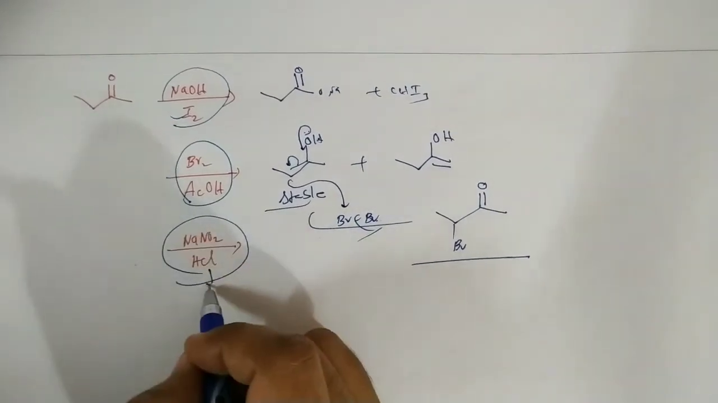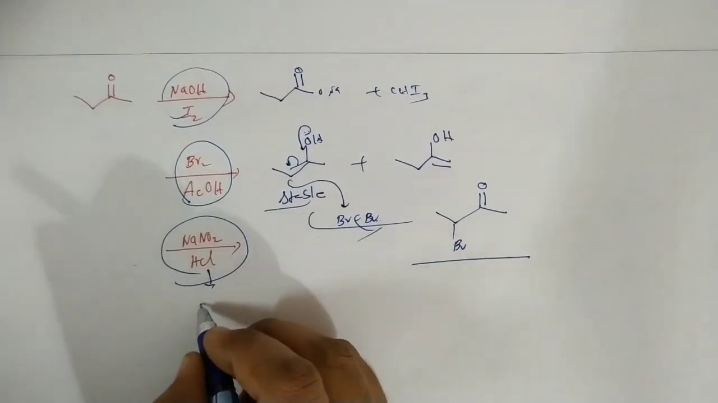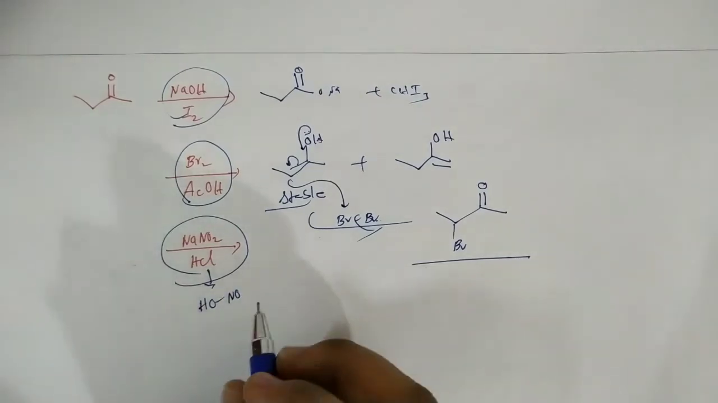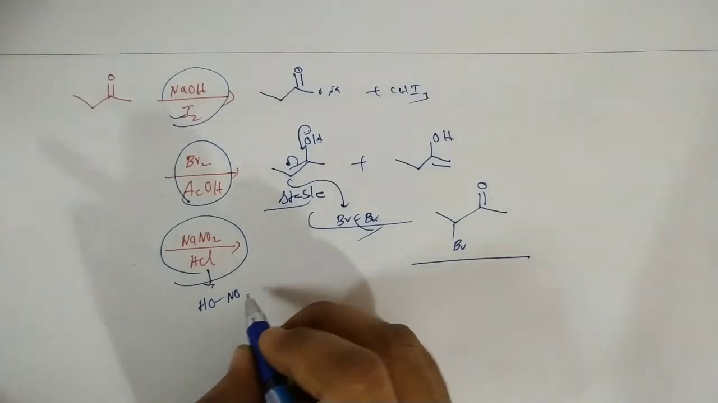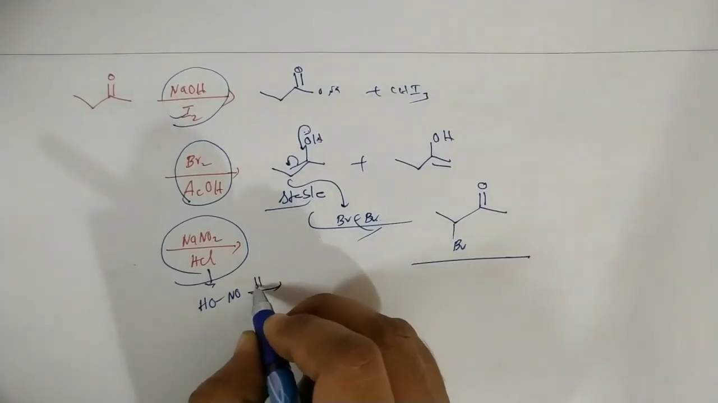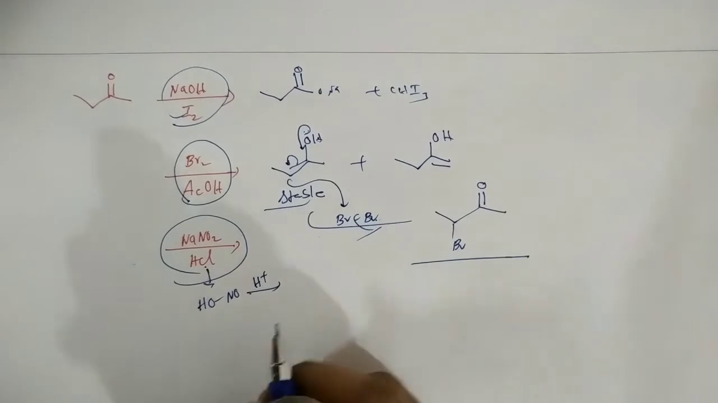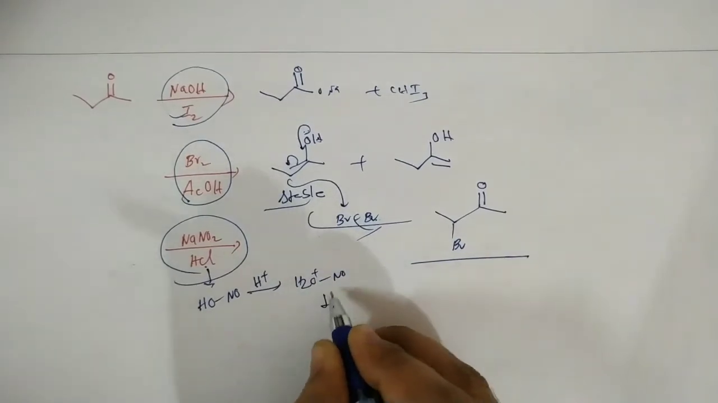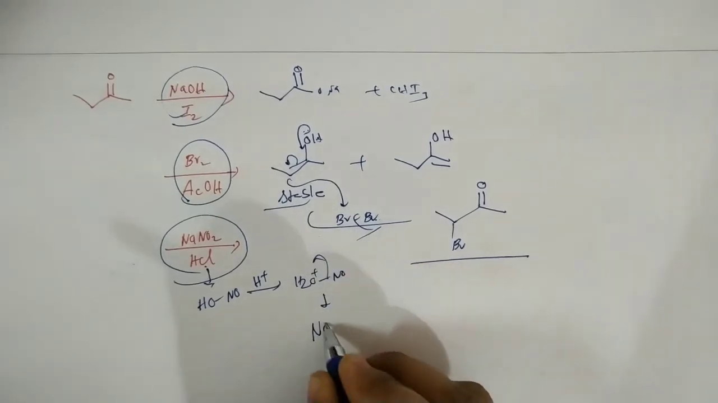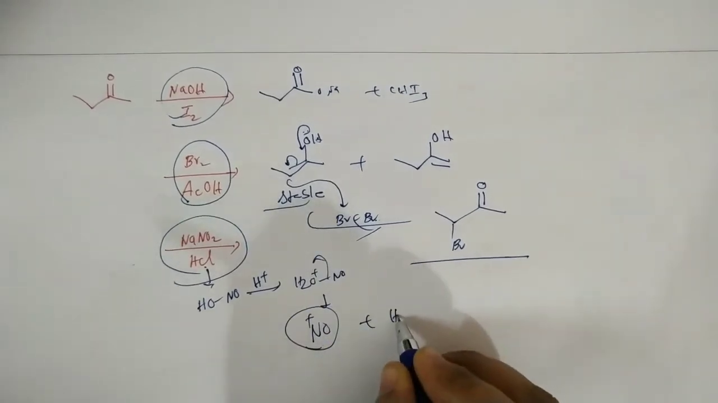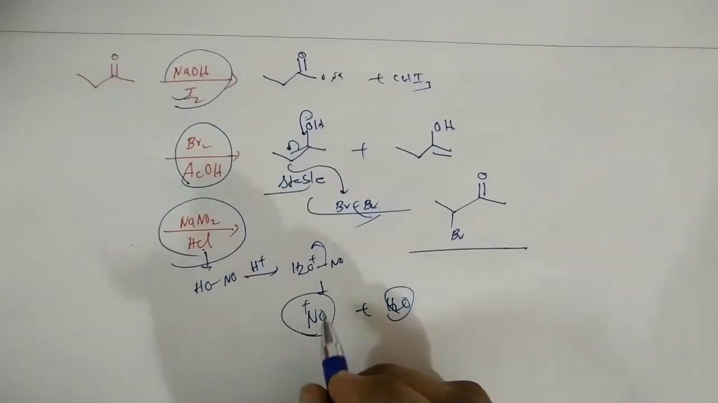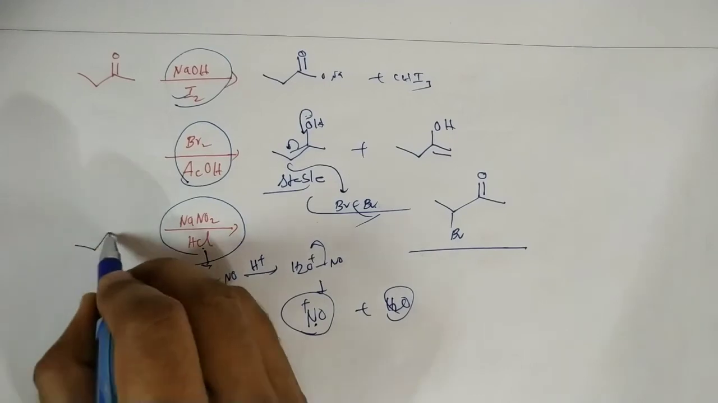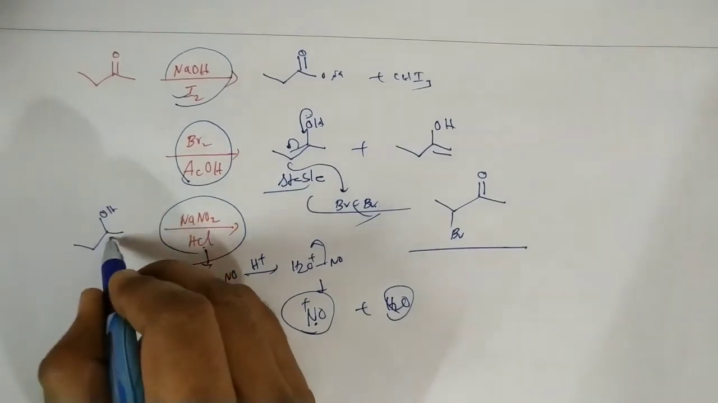Now NaNO2 with HCl, from this we will get HNO2. Now from the HNO2, by treating with excess HCl, we will get H2O plus and NO. By loss of a water molecule, we will get NO plus. Now this NO plus is the electrophile. In acidic medium, this one exists in the more stable enol form like this.